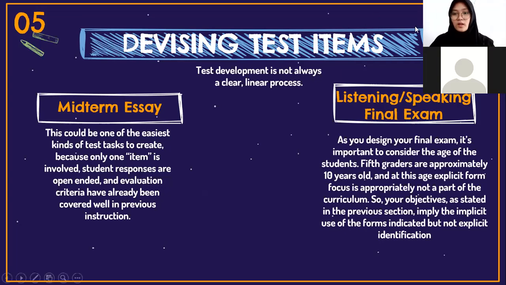Listening, speaking, final exam. As you design the final exam, it's important to consider the age of the students. Fifth graders are approximately 10 years old, and at this age, explicit form focus is appropriately not a part of the curriculum. So your objective, as stated in the previous section, implies the implicit use of the verb indicate but not explicit identification.